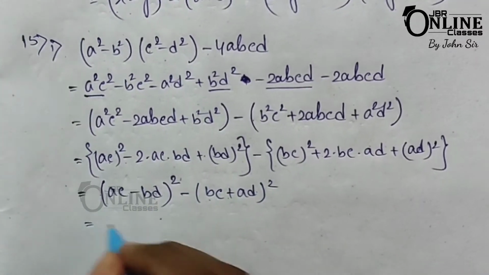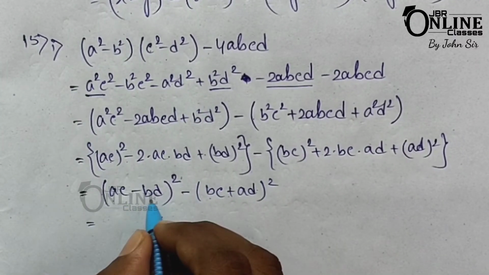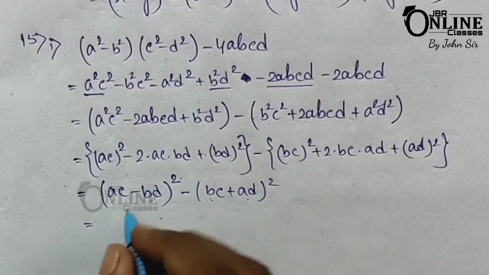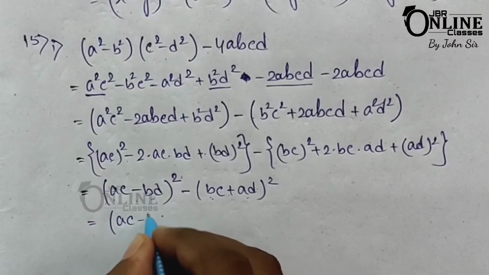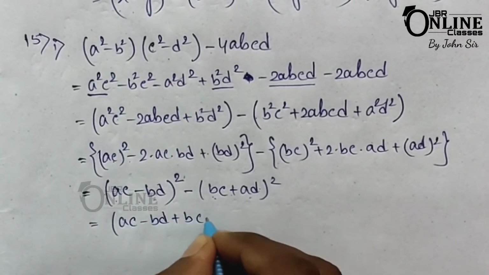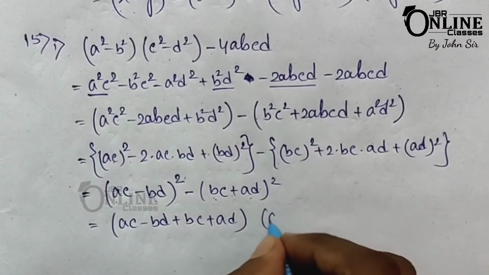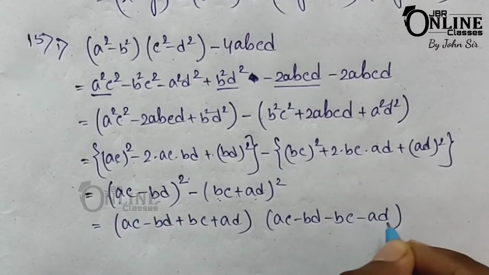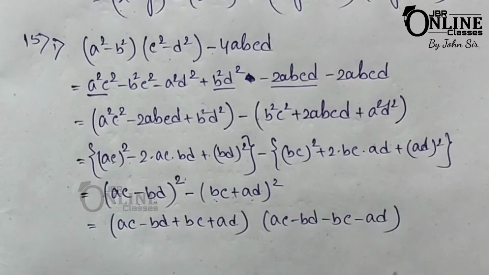Okay, so now here ac minus bd as a and bc plus ad as b, so a square minus b square formula. So finally you can write ac minus bd plus bc plus ad, and the second one ac minus bd minus bc minus ad. So that is the final answer.